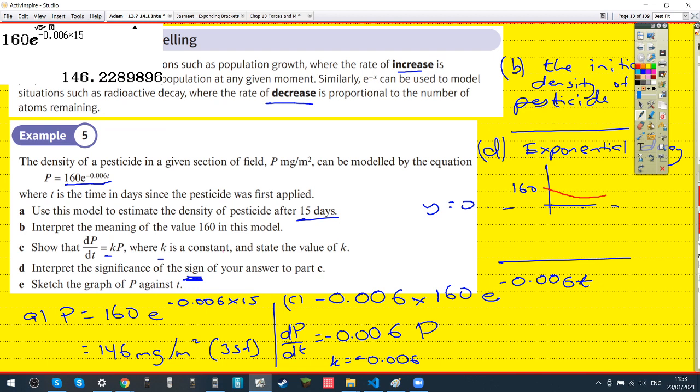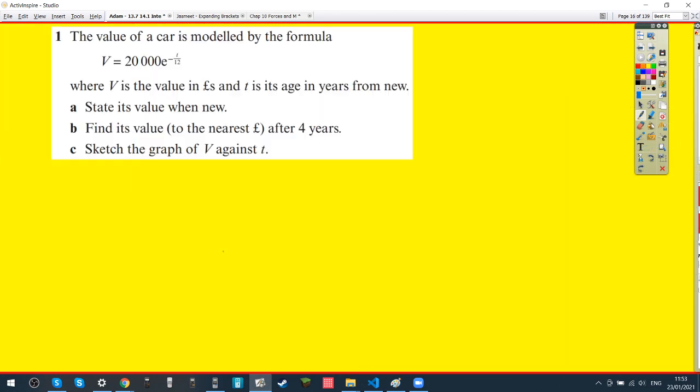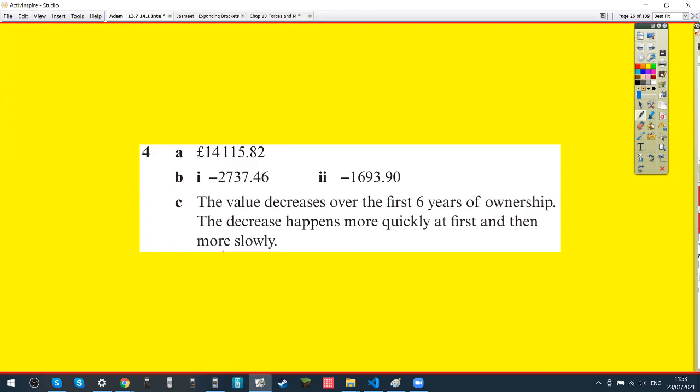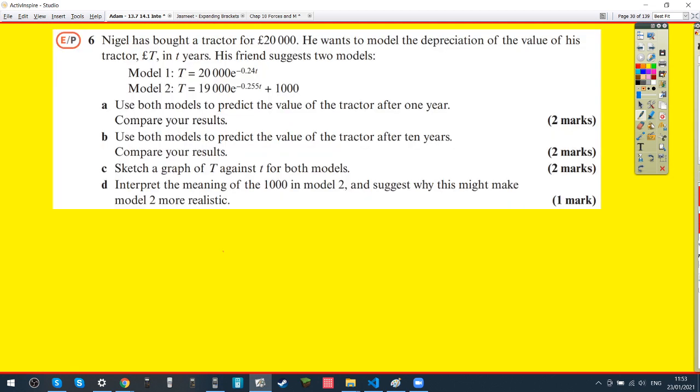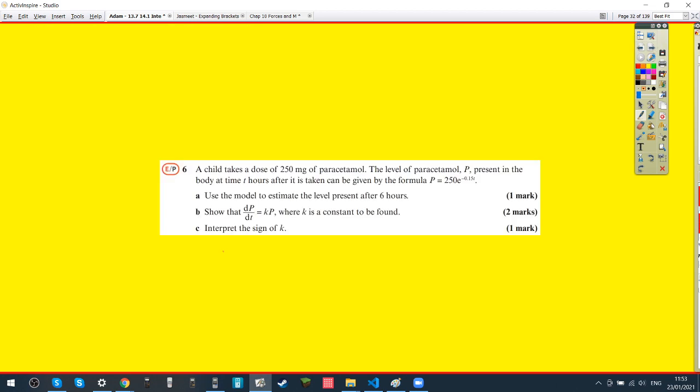For this one, the initial density was 160. That's the initial. Yeah, if it's in this format, that number in front is the initial one. All right. How would you do part A? You substitute 1 for t for both of them. That's going to be fine. I could do the last part of it, but I think I'll just leave it.